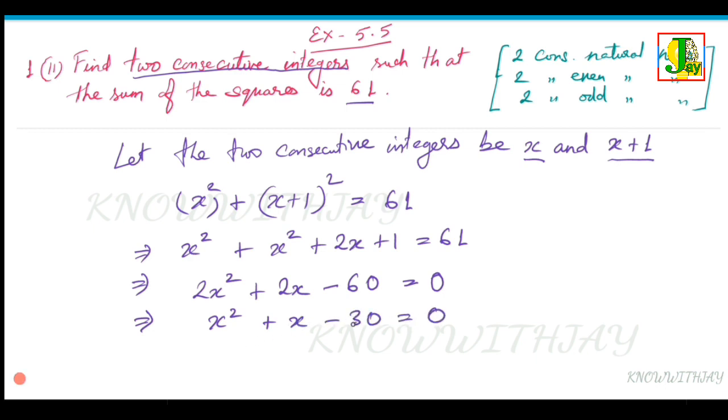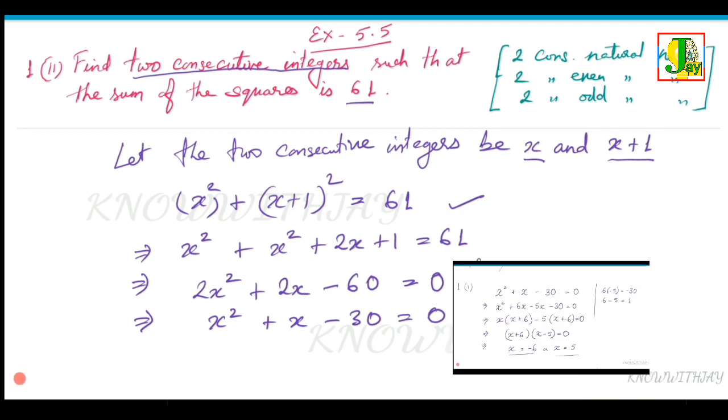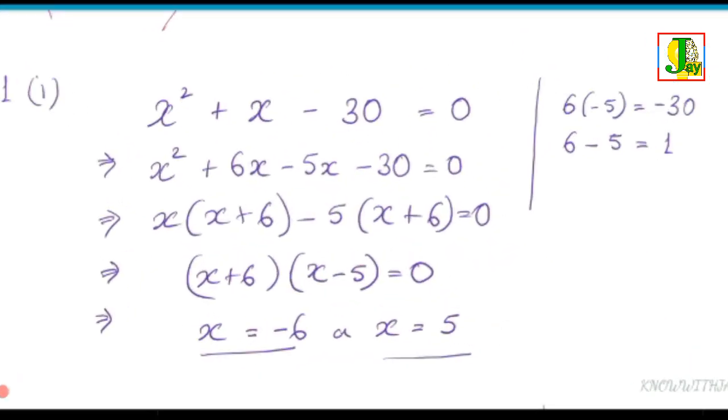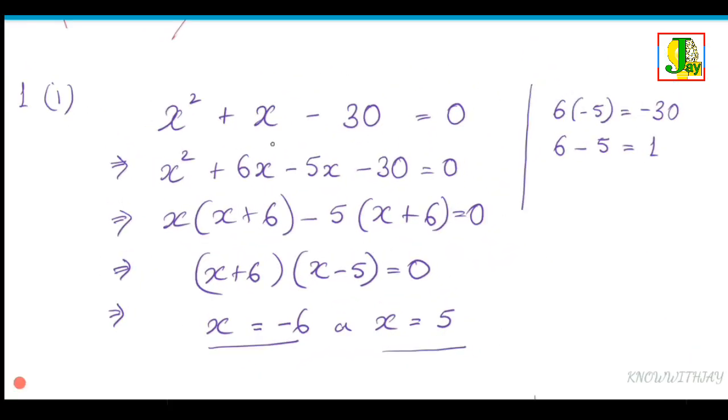Now this is our quadratic equation. This 2 when taken to the right side, 0 by 2 is 0. So we have x square plus x minus 30 equals to 0. In any question, when you are trying to put the words into an expression like this, then you reduce it to the quadratic equation and then you simplify it and find the solution for the question. Okay, here's the solution for that quadratic equation.